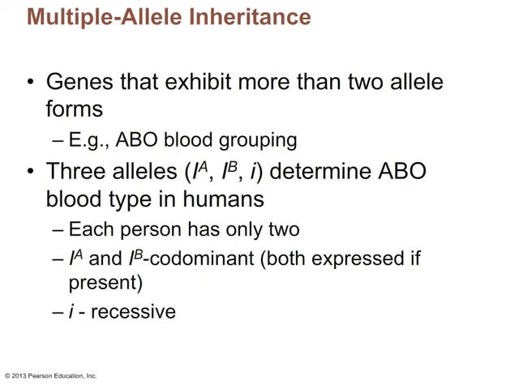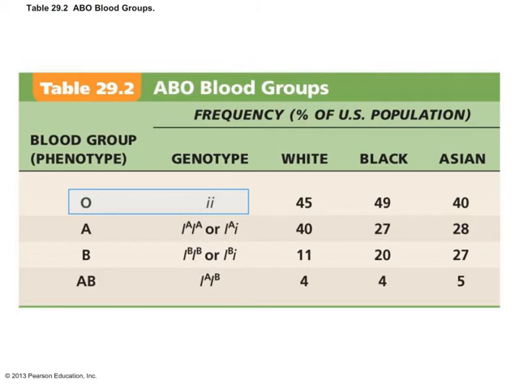For example, if you have type O blood, that's because you have two copies of the recessive allele, that is little i, whereas if you have type A blood, you can either be I^A I^A, or I^A little i. On the other hand, if you have type B blood, you can be homozygous dominant, that is, have two I^B's, or you can have an I^B and also a little i.